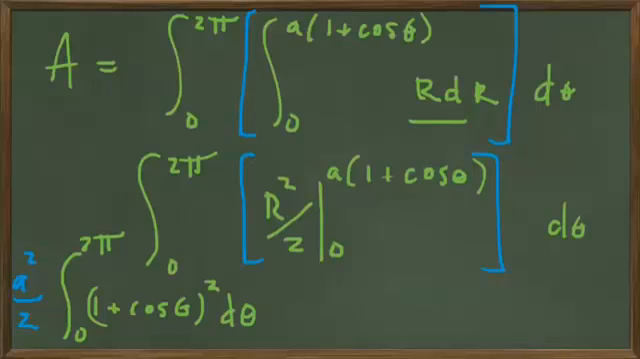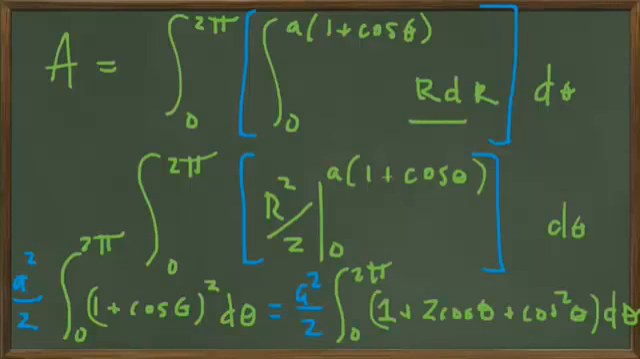And notice that when we're squaring just the a part, that is a constant, so we can bring that outside of the integral. The over 2 comes from here. So now we're going to square the 1 plus cosine theta to get this, and we'll take that to the next blackboard to integrate and plug in the limits of integration.